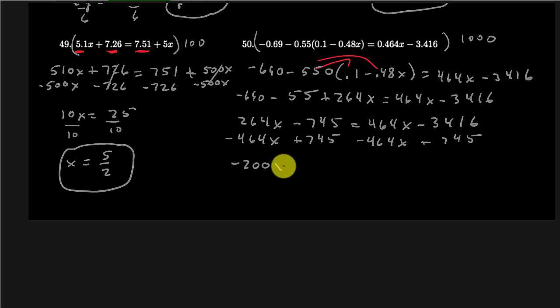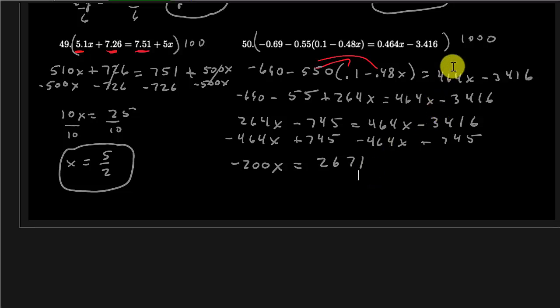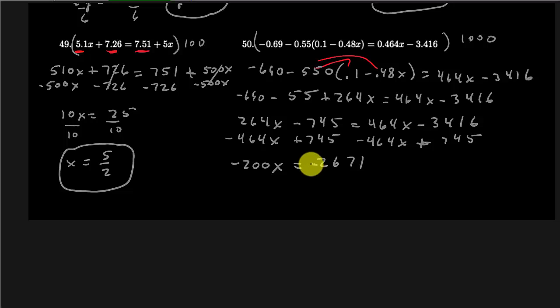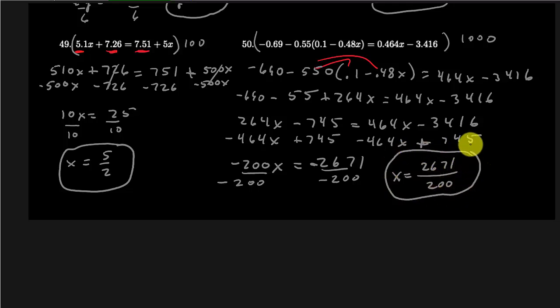I don't know why I had to put that in. I saw that right off. And then I've got 3416 minus 745, and that is 2671. So that's what we got for that one. So let's see if I made a mistake somewhere. All right, and this is a plus right here, and when we do that, that will be a minus. And so then we divide negative 200 to both sides, so we get x is equal to 2671 over 200. And there's your answer, and that is the last problem.